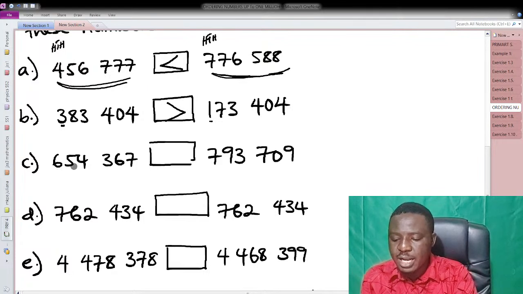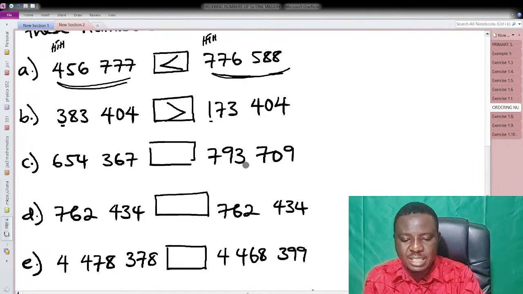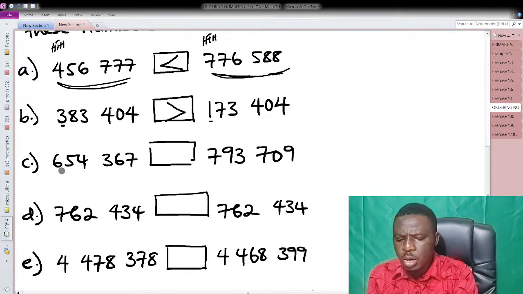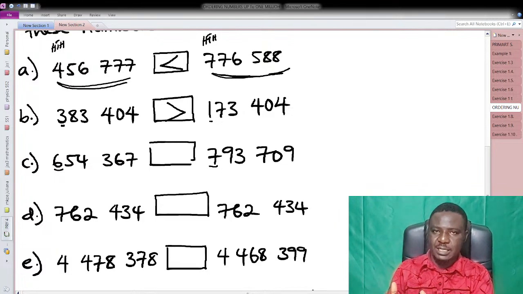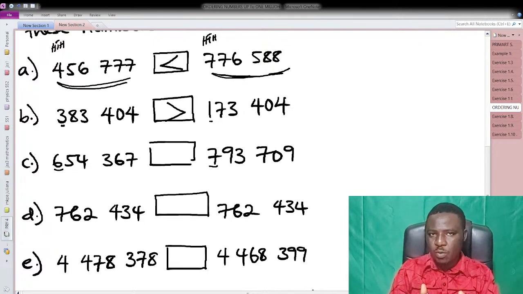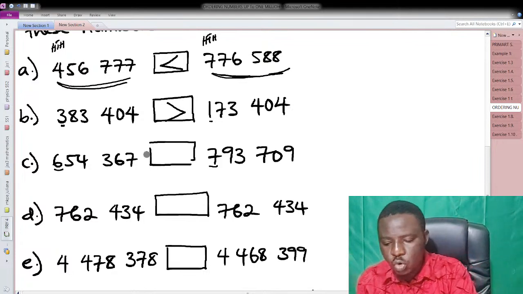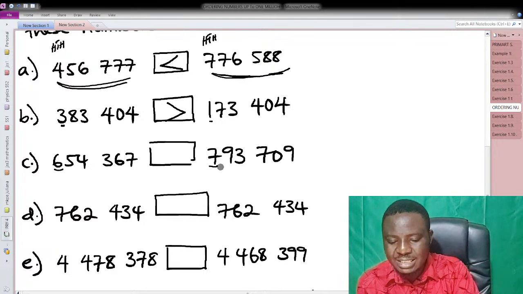Also, 654,367 and 793,709. If you look at it, they are both of hundreds of thousands, but 600,000 is less than 700,000. So you first of all compare the highest numbers. If they are equal, you go to the second numbers until you get where there is a difference between the two. Okay? So this is said to be less than.